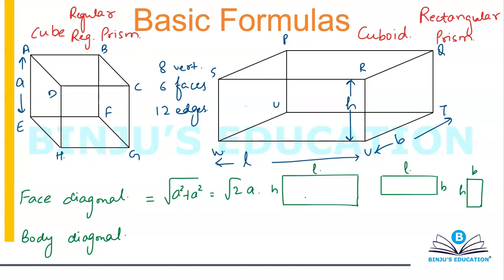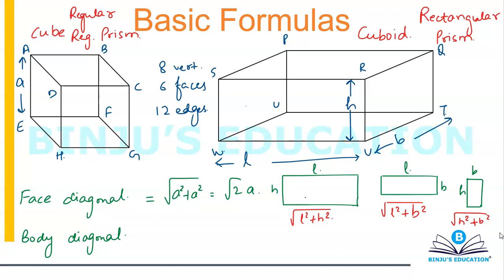So for the first one, which consists of length and height, this is going to be under root of L square plus H square. For the second one, it's going to be under root of L square plus B square. Again, basically using the Pythagoras theorem, nothing else. And for the third one, it's going to be simply under root of H square plus B square. So in the case of a cuboid, it matters which face you are talking about, but in the case of a cube, it's always root 2a.